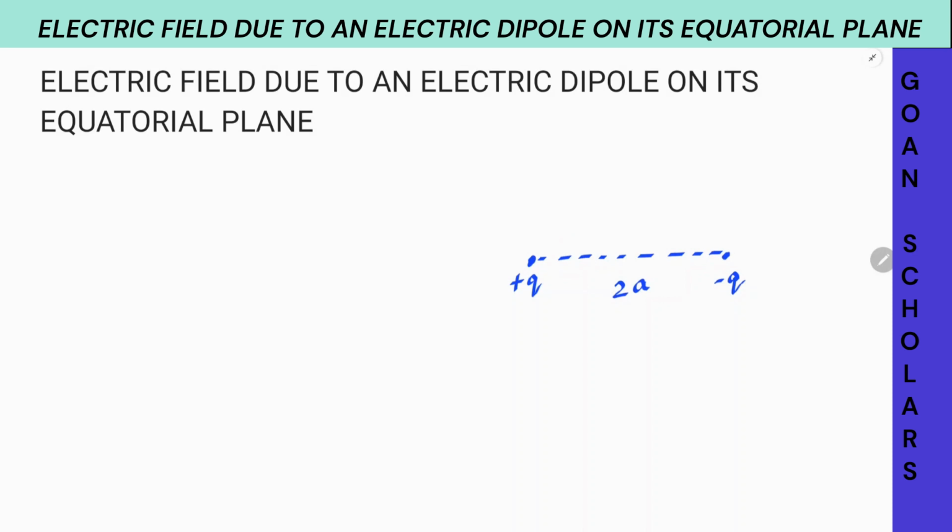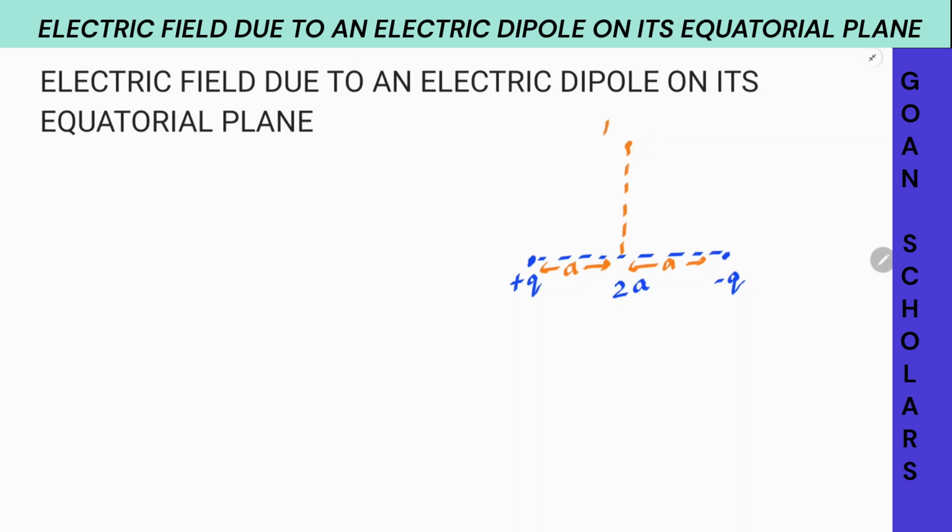Now if this is an electric dipole, we have to find its field on the equatorial plane. Equatorial plane means, in simple language, a line along the perpendicular bisector of this dipole. Perpendicular means if you draw a line perpendicular to this dipole, and it is splitting this dipole into two equal halves, which means this is a and this is also a. Such a line, anywhere on this line.